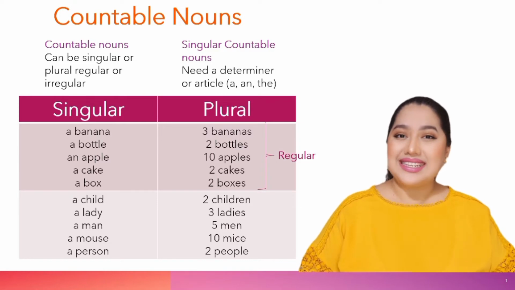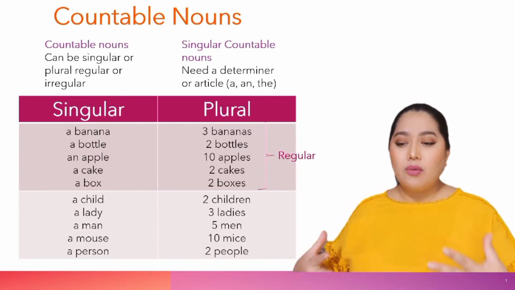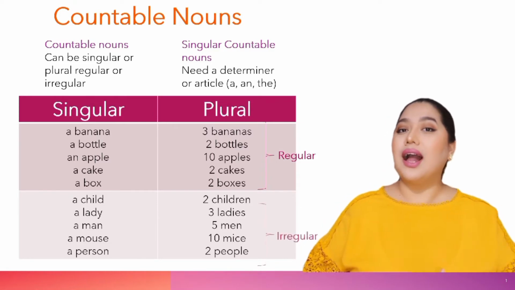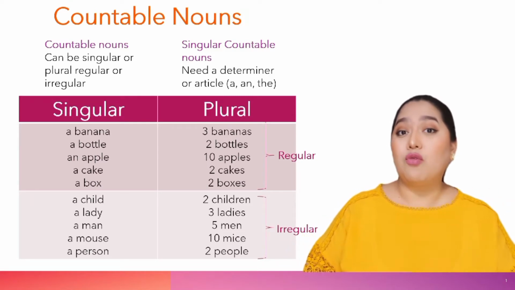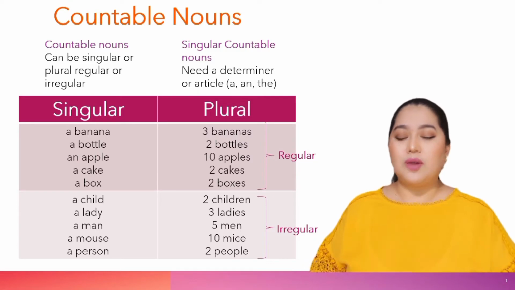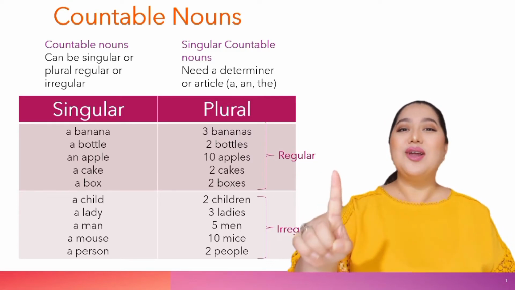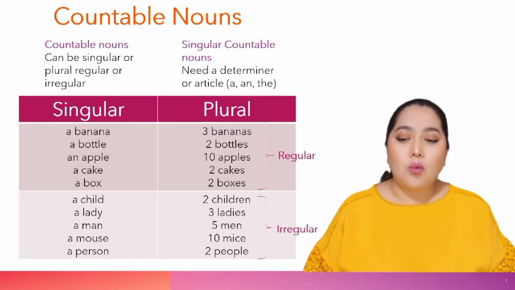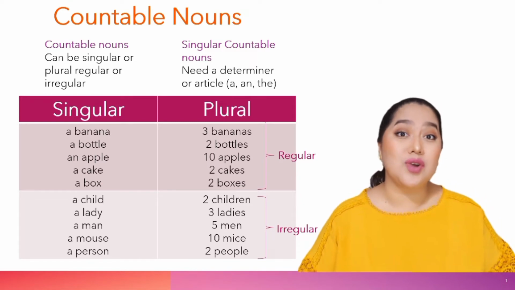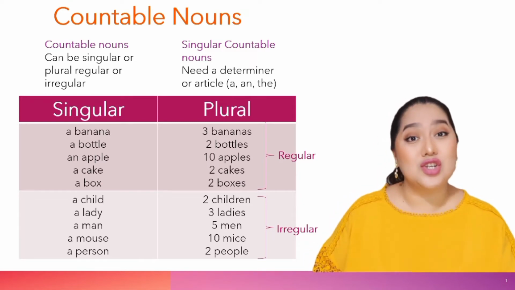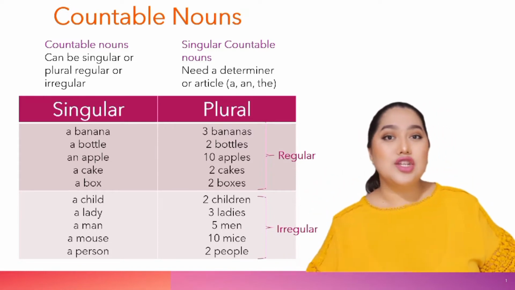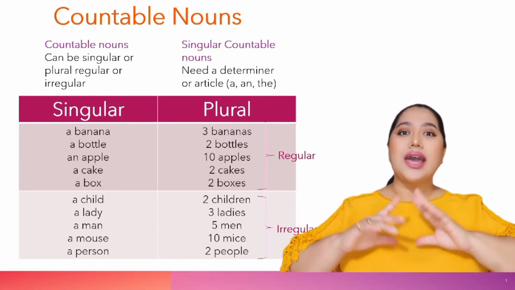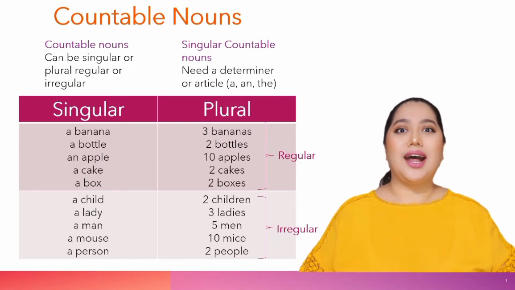So now let's see the second part of this chart. Now we have irregular countable nouns. It means we need to change the plural form. For example, look at the first one. We have a child, only one. And what about 2 children? Could you hear the difference? A child, 2 children. So it changed a lot.